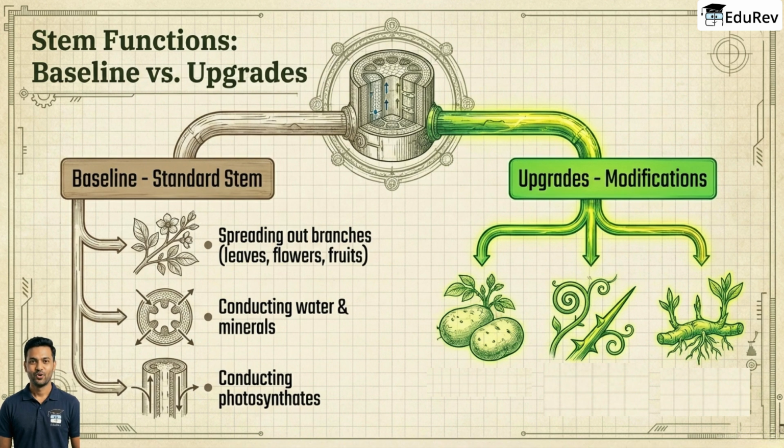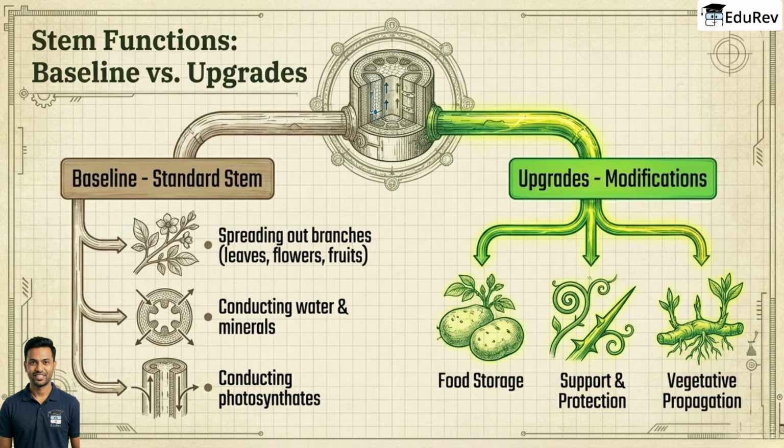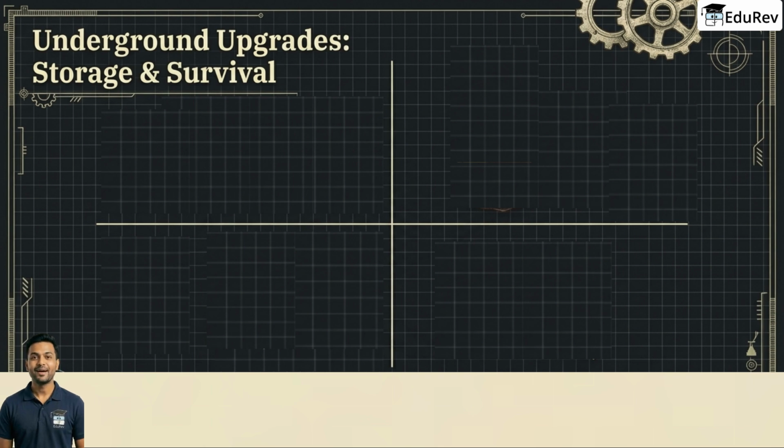Once you move beyond the ordinary role, the stem begins to show upgrades like storage, support, and vegetative propagation. That is the larger evolutionary idea here. A stem can become specialized without losing its identity. The most important habit is to ask, what is the basic stem function and what is the modification? Underground stems are a perfect example of modification for survival.